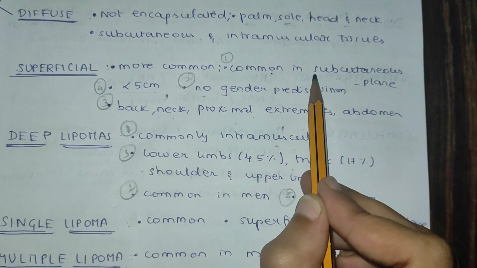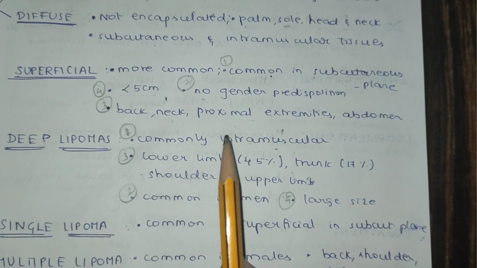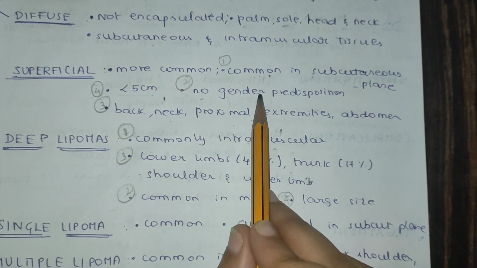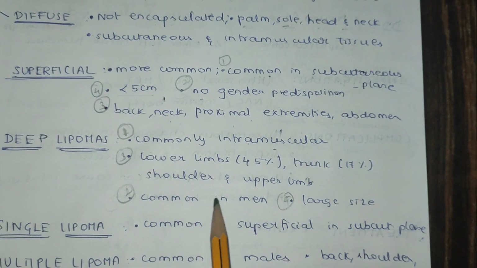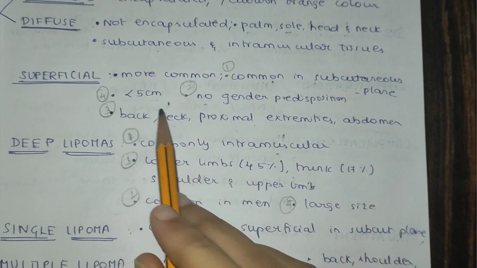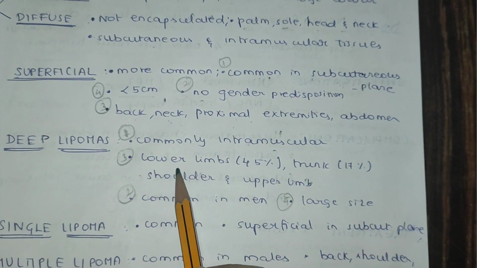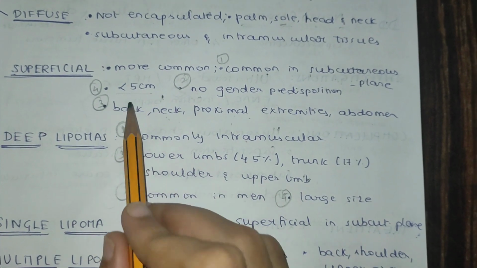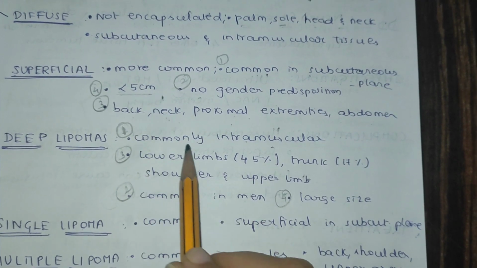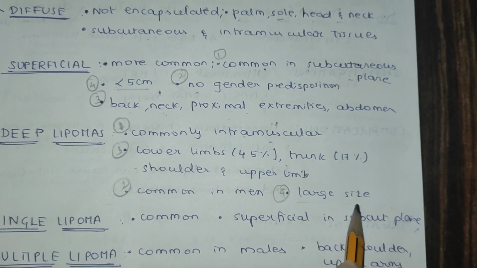So there are totally 4 points. It is more common in the subcutaneous plane, it is common in the intramuscular plane. This is the first point. Next one is there is no gender predisposition. Here it is common in men. This is the second point. Third, common sites: back, neck, proximal extremities and abdomen. Here lower limbs and trunk are the common sites. Size: it is less than 5 cm in size, and here it is larger in size.